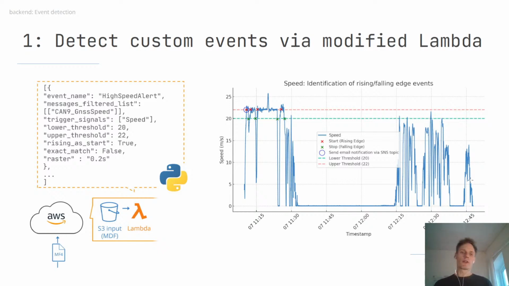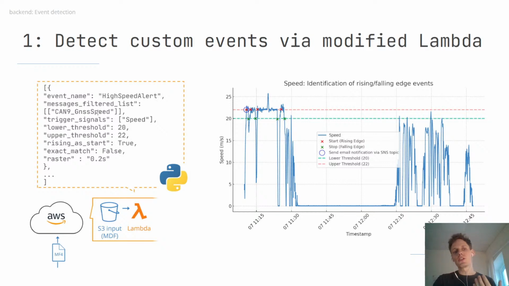Because we, of course, cannot know at CSS what type of events you are interested in. This is completely up to the specific use case. So instead, we make it quite simple for you to define these event objects where you essentially describe what you are looking for. An example is illustrated here, where you might be looking for high-speed events. And in order to detect this, you need to inform a couple of different things, like what you want to call the event. Here we call it high-speed alert.